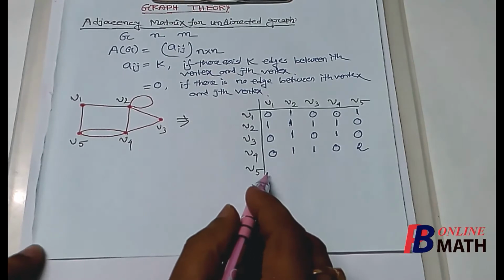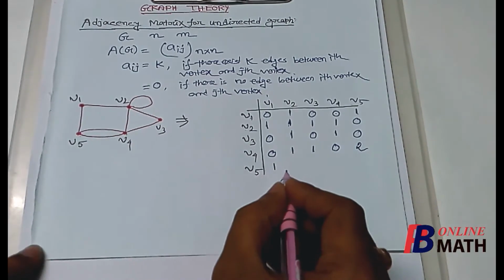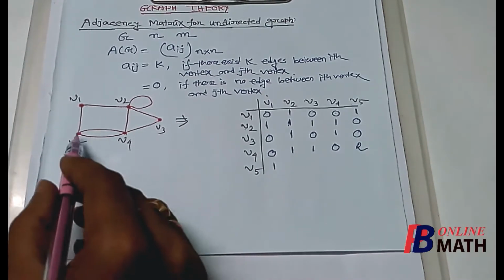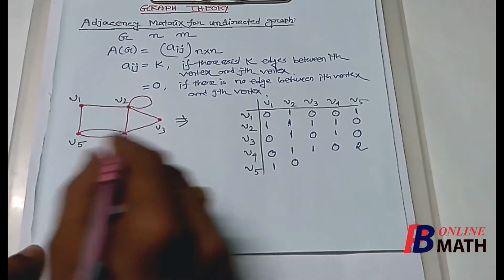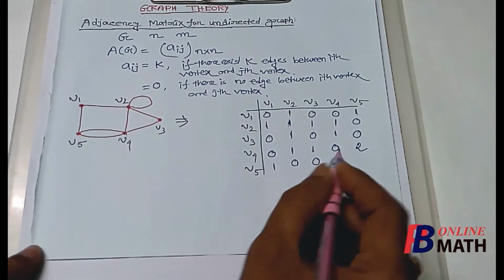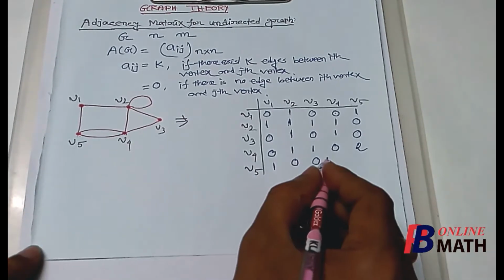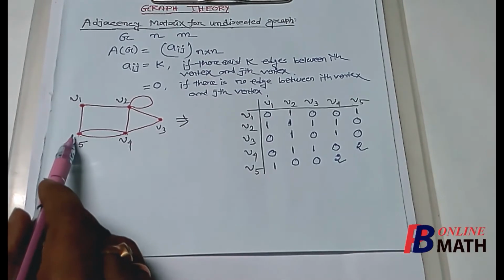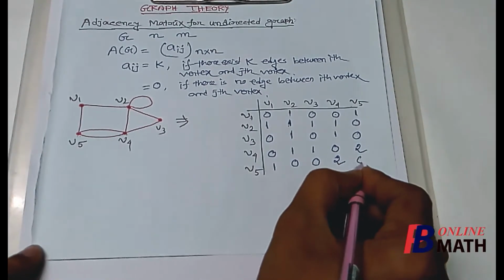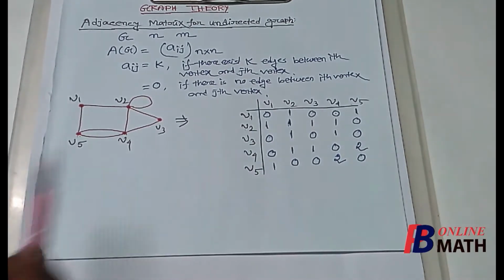And finally for V5, there is only one edge between V5 and V1, so we put 1. There is no edge between V5 and V2, we put 0 here. There is no edge between V5 and V3, we put 0 here. And there are two edges between V5 and V4, so we put 2 here. And finally there is no self loop at V5, so we put 0 here. So this is the required adjacency matrix of this graph.